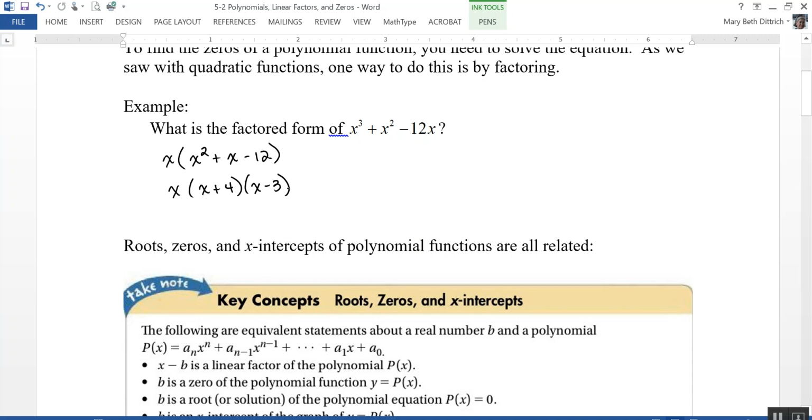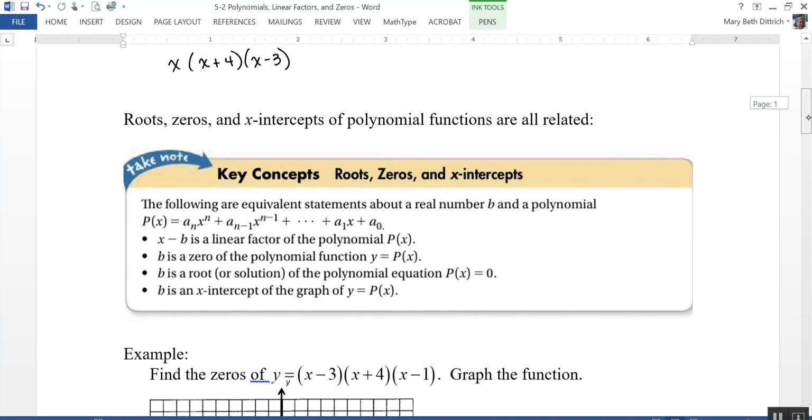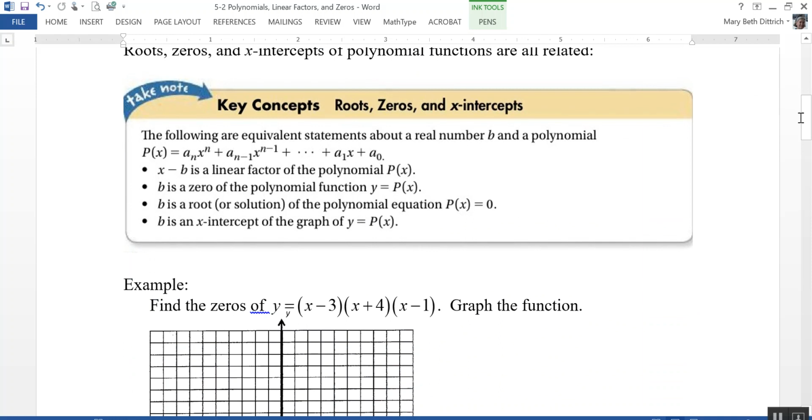Roots, zeros, and x-intercepts of a polynomial function are all related. And here's a chart from your textbook. The following equivalent statements about a real number b and the polynomial p of x, don't get scared off by that, are as follows. X minus b is a linear factor, because the graph of that would be a line, of the polynomial p of x. B is a zero of the polynomial function y equals p of x.